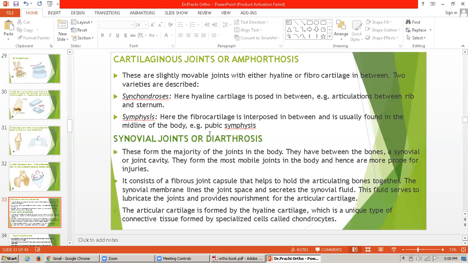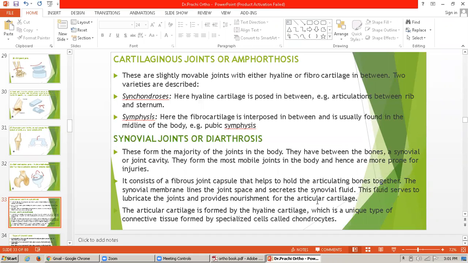Then the synovial joint, or diarthrosis. These form the majority of the joints in the body, and they have a synovial or joint cavity between the bones. They form the most mobile joints in the body and hence are more prone to injuries. It consists of a fibrous joint capsule that helps to hold the articular bones together. The synovial membrane lines the joint space and secretes the synovial fluid, and this fluid serves to lubricate the joint and provide nourishment for the articular surface.